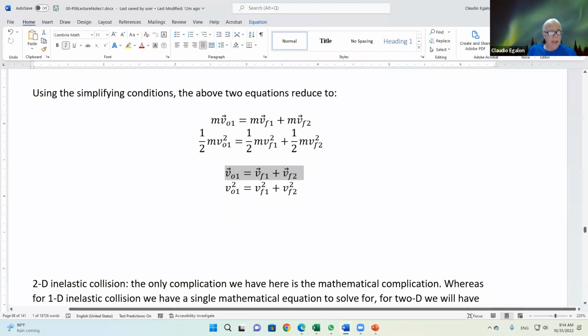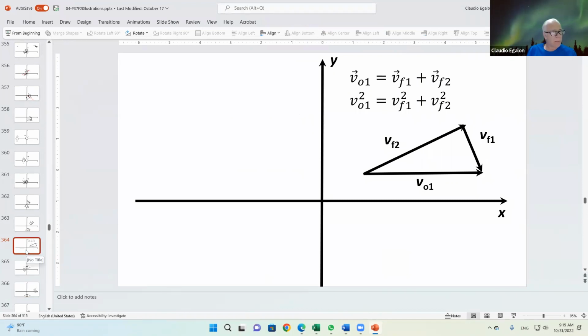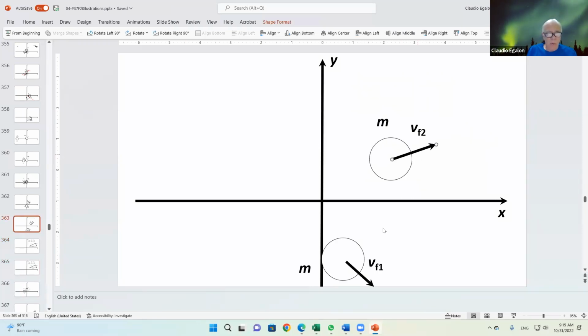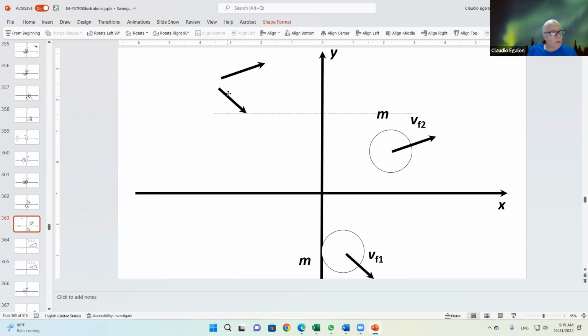But we also have the equation that comes from the conservation of kinetic energy. So what does it mean? It means that what we have right here is in reality a right angle triangle, okay? Because it's telling me that V naught one squared must be equal to V final one squared plus V final two squared. That's what this is all about, okay? So the velocity vectors V final one and V final two must make a 90 degree angle, even though it doesn't look like it, but they are supposed to make a 90 degree angle, okay?